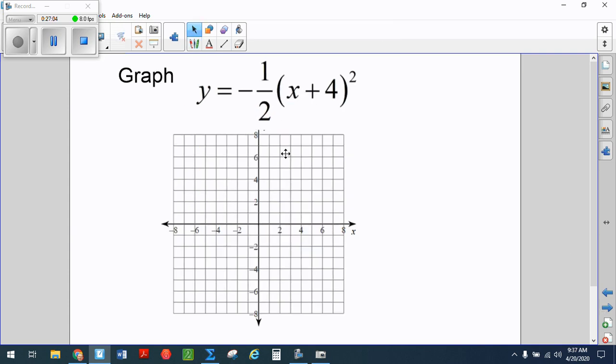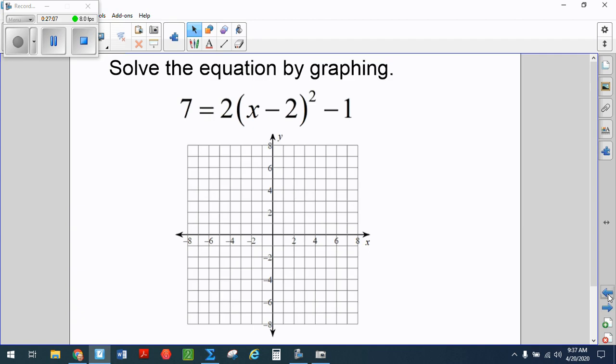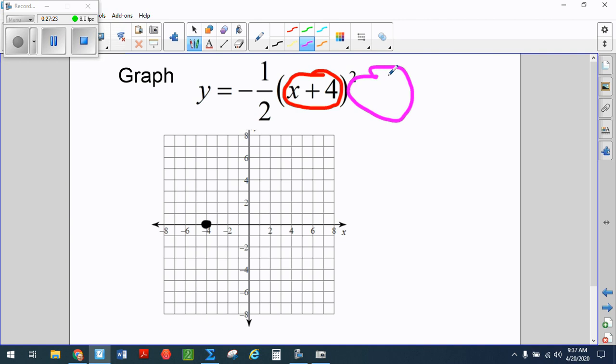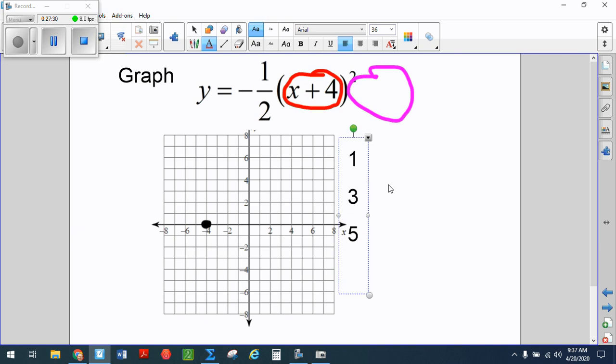All right, second to last one. My vertex is going to be at negative 4, 0. Again, we do the opposite of what's in here, so that's going to be negative 4. There's no number outside, so it's not up or down. I just want to show you what the 1, 3, 5 looks like for this one. And maybe I even do 1, 3, 5, 7. I'm going to multiply it by negative 1/2.